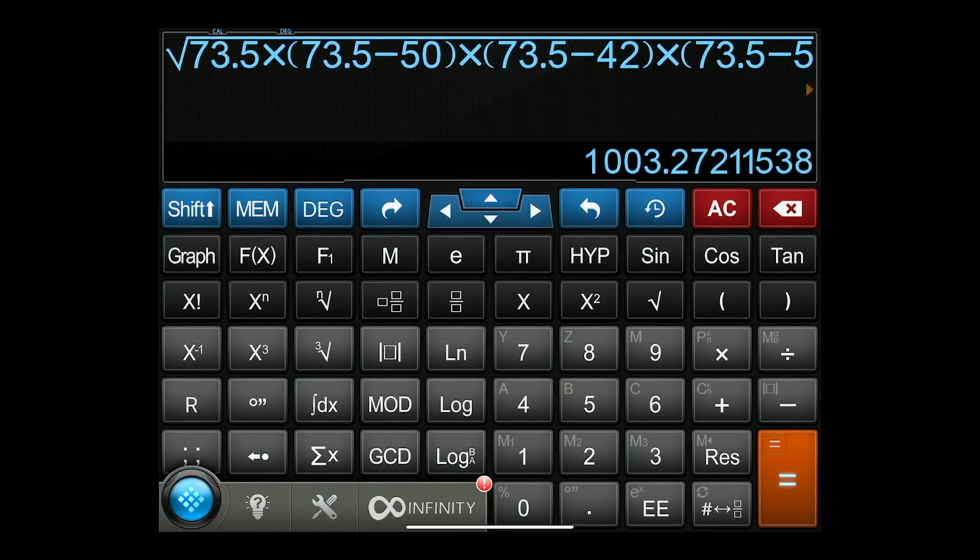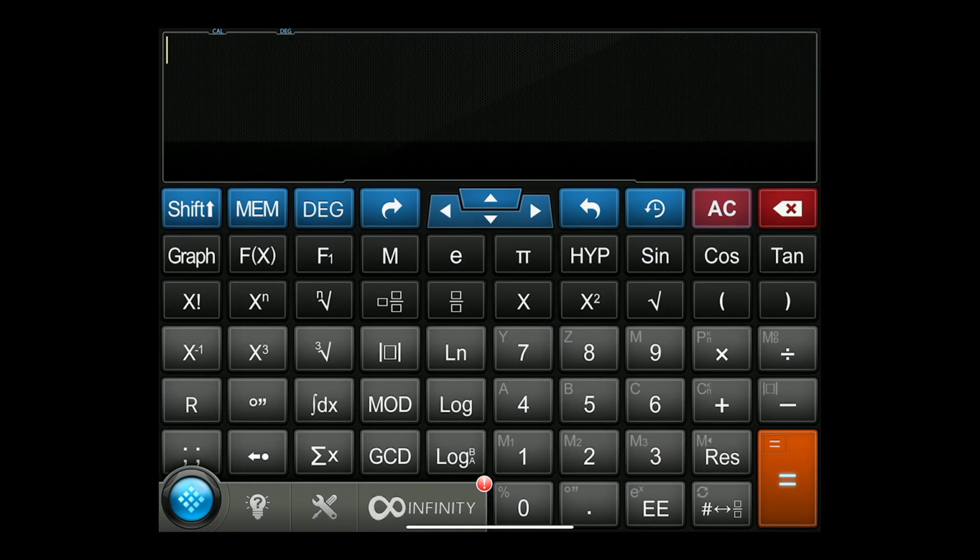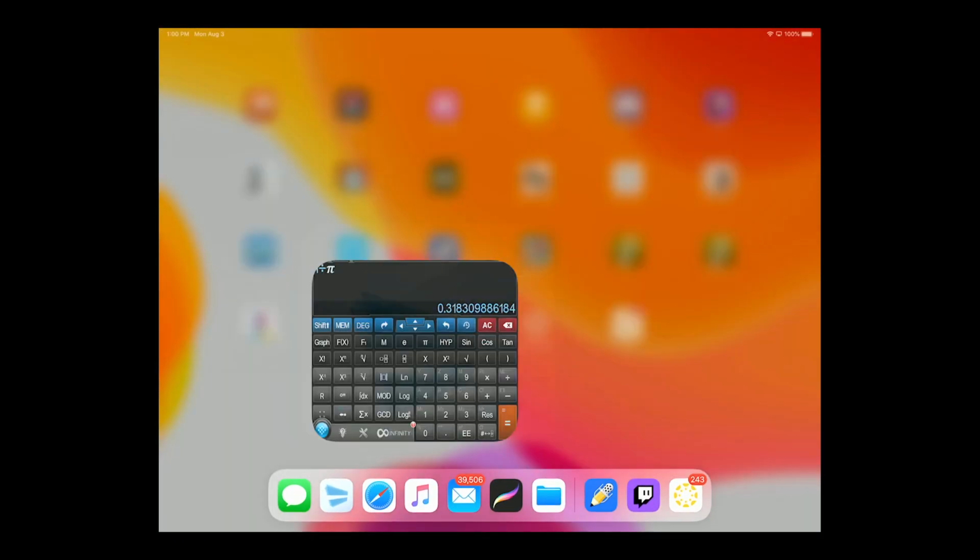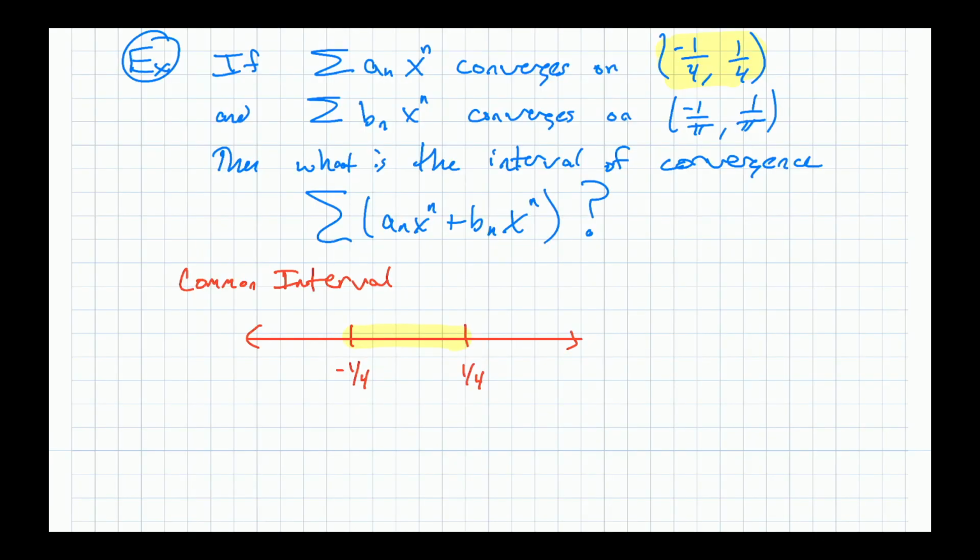If you grab a calculator, 1/pi, where's pi? Right there, right? That's 0.31, whereas 1/4 is obviously 0.25. So 1/pi was 0.31, right?